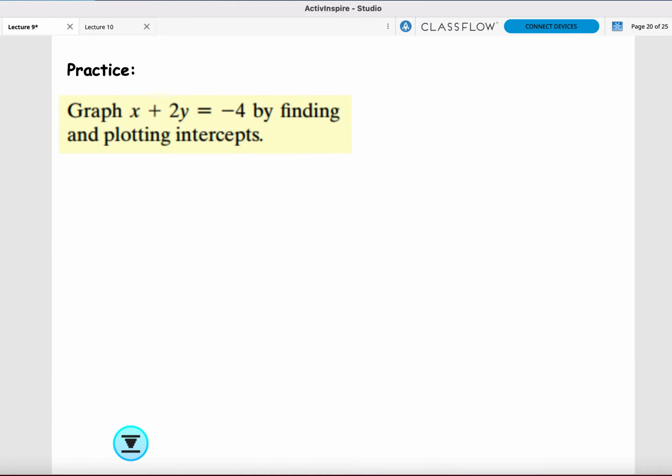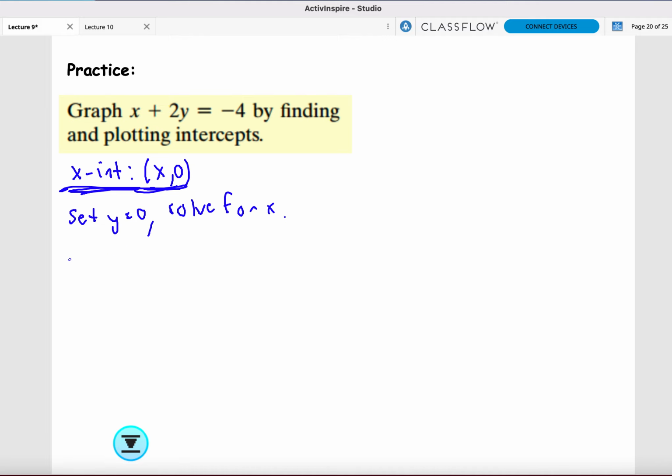Graph x plus 2y equals negative 4 by finding and plotting the intercepts. Pause it here to give it a shot. So I always do the x-intercept first. Remember, that's (x, 0). And this little point tells you what to do in case you forget. So what's 0? X is there. Y is 0, right? Because x, y. So we set y equal to 0 and solve for x.